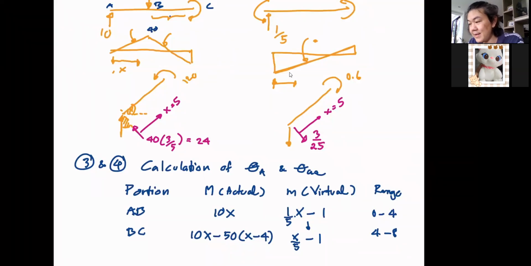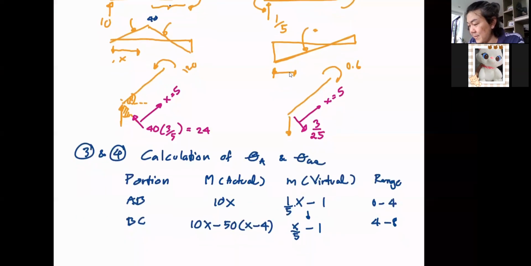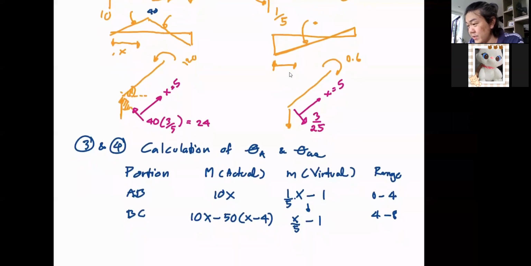right? And then you plug in x equal to 8 over here. So now you got 80 minus 200. So that's minus 120 over there. So that equation appears to be correct. Okay.